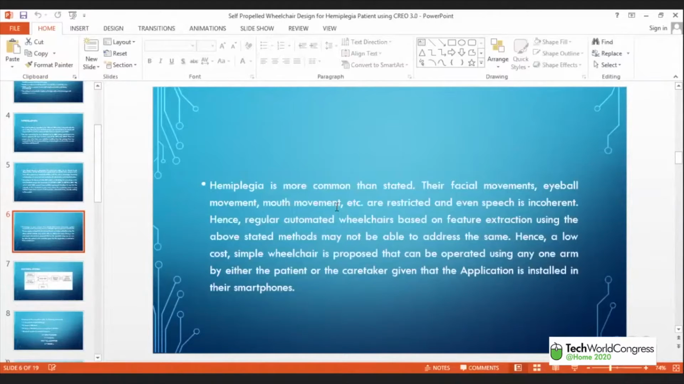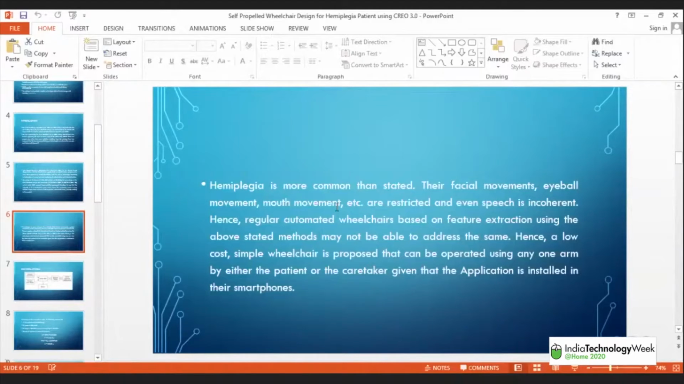Whatever regular automated wheelchairs are available in the market are basically based on the concept of feature extraction, right? And hence, we believe that may be convenient for a specific section of the society, but probably it would not be able to offer the solution that we were looking for. And hence, a low cost, simple wheelchair is proposed that can be operated using any one arm, right?